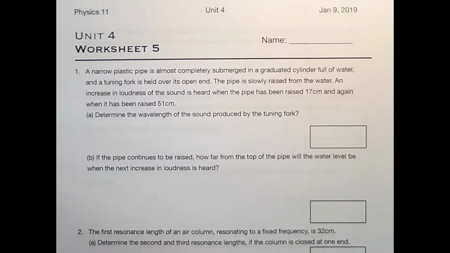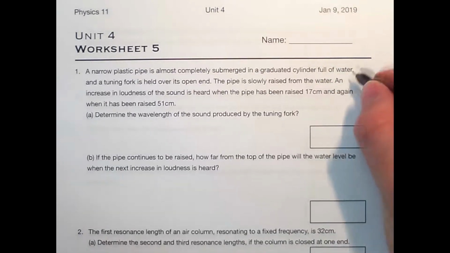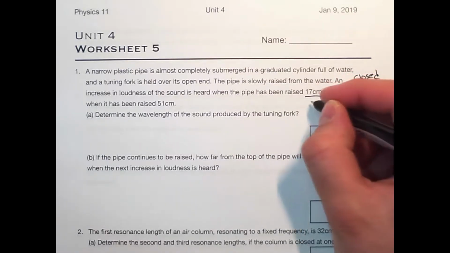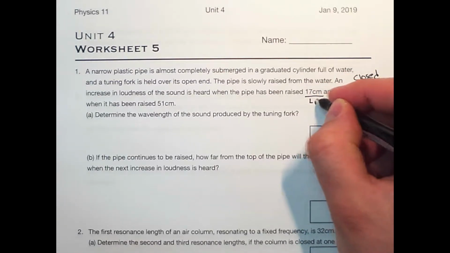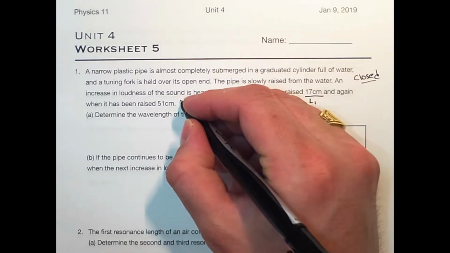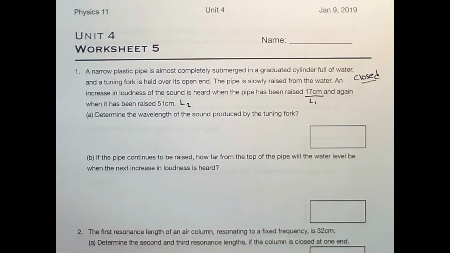It says a narrow plastic pipe is almost submerged in a graduated cylinder full of water, and a tuning fork is held over its open end. So I know I have a closed tube now. The pipe is slowly raised from the water. An increase in loudness of the sound is heard when the pipe is raised 17 centimeters. So this would be your L1. And then again, when it was at 51 centimeters, this would be L2. So it says determine the wavelength of the sound produced by the tuning fork.